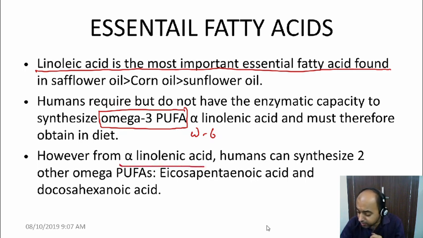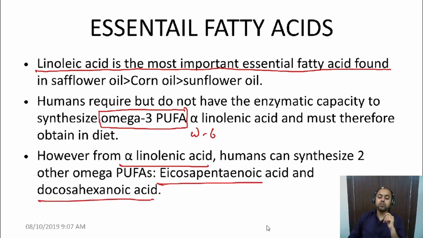The alpha linolenic acid can give rise to the EPA and the DHA. It can give rise to the EPA, eicosapentaenoic acid, and docosahexaenoic acid.